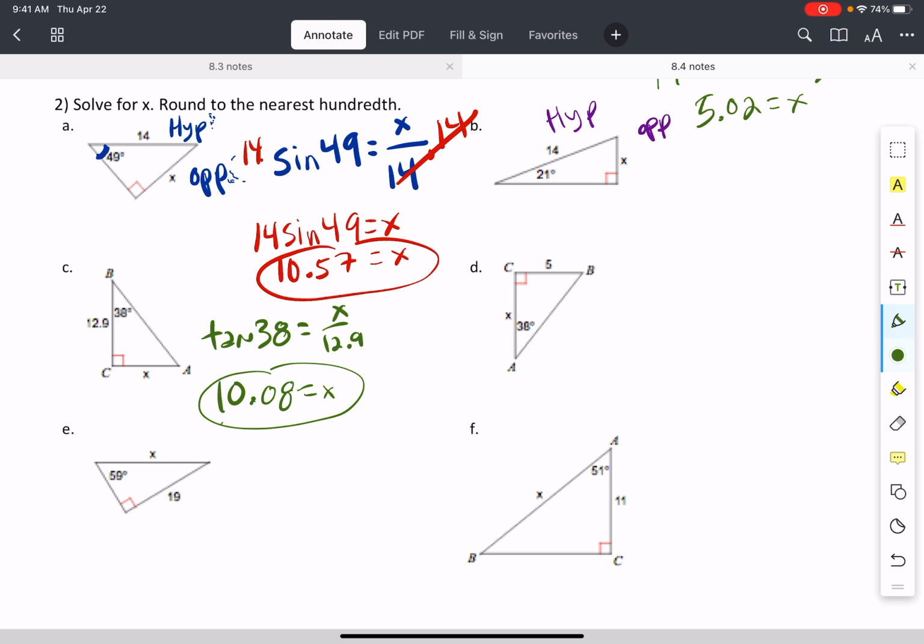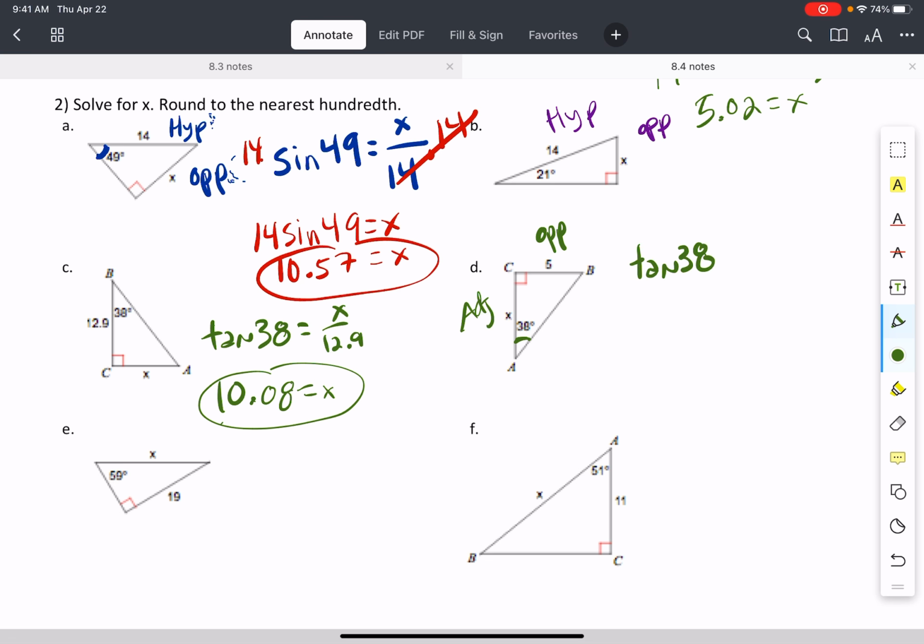At first, we'll do it like normal, and then I'll show you how it's different. So here's our angle, right, is 38. Is the 5 opposite, adjacent, or hypotenuse? Good. And what about the x? Is the x opposite, adjacent, or hypotenuse? Good. So which trig function do I use? Tan.